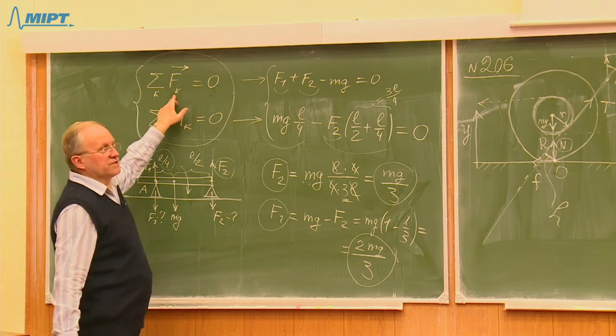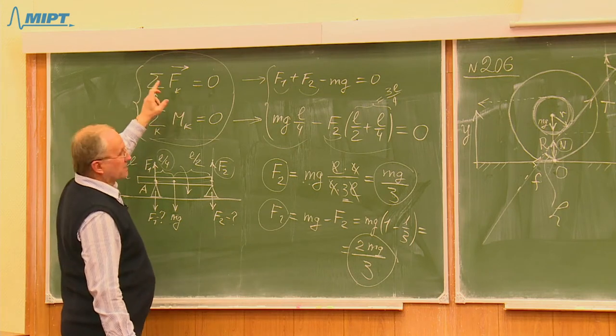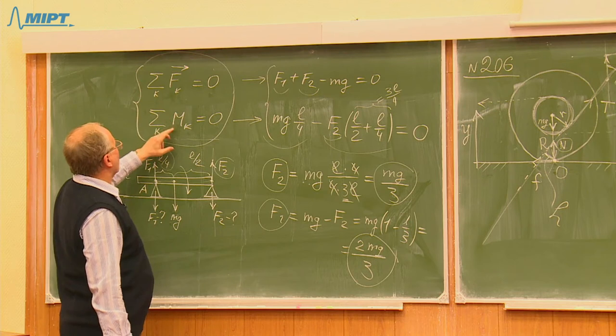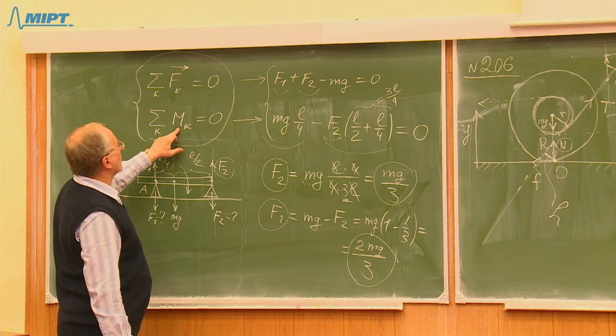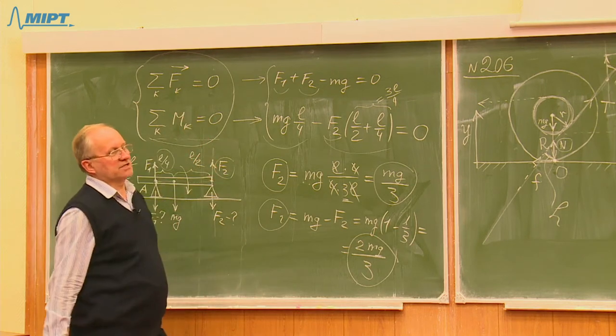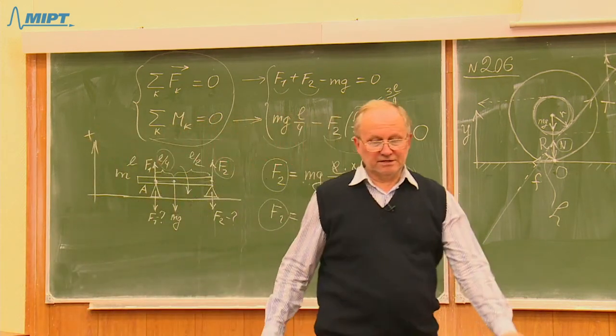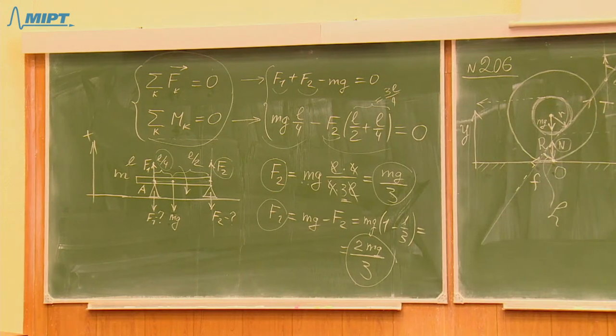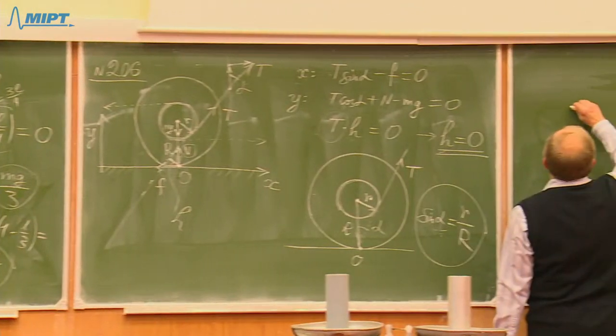Then I told you the center of mass of the body will accelerate according to Newton's second law. And if this net torque is not zero, then the body will rotate with some acceleration. And I will consider this situation now. I will consider the rolling of a cylinder.